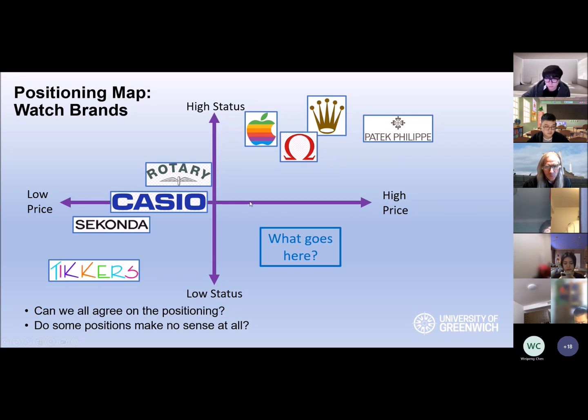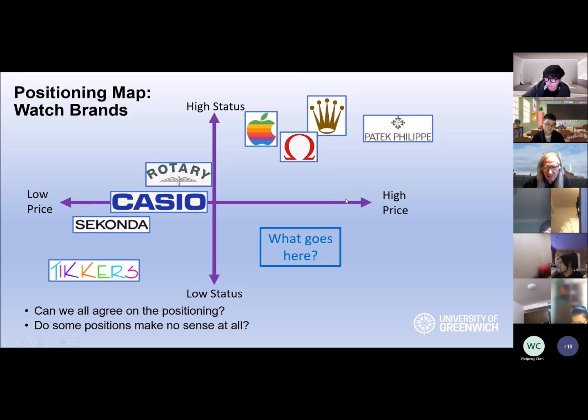Okay, so we can see here gaps opening up in the market. So maybe you'd want a sort of medium status watch somewhere over here. Being in China, maybe you've heard of the brand Grand Seiko. Grand Seiko is probably around about here. I mean, there's clearly some sort of gap here, isn't there, with a very high price, but ordinary status watch.